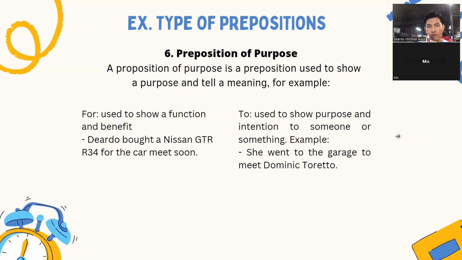Six, preposition of purpose. A preposition of purpose is a preposition used to show a purpose and tell a meaning. For example, for is used to show a function and benefit. Deardo booked a Nissan GTR R34 for the car mission. Two, to is used to show purpose and intention to someone or something. Example, she went to the garage to meet Dominic Toretto.